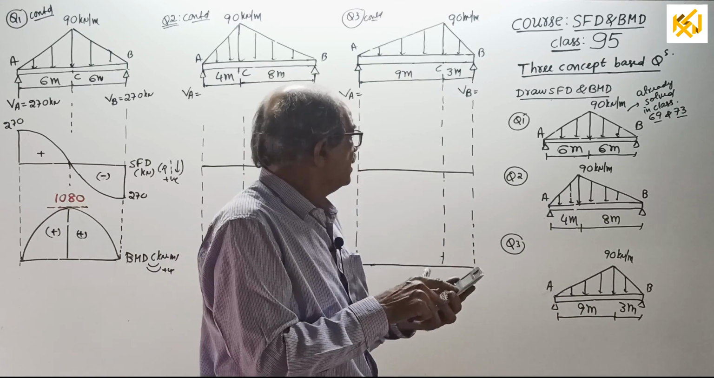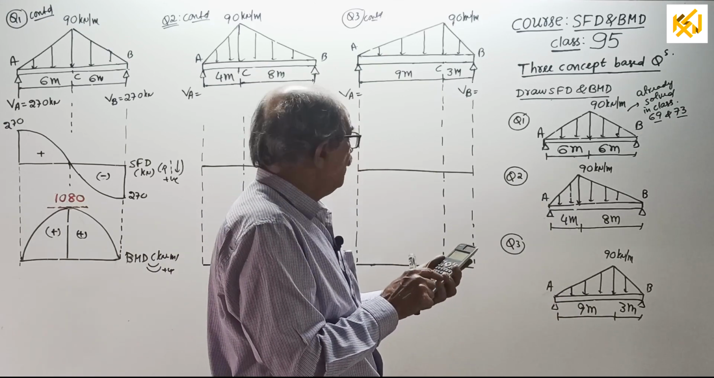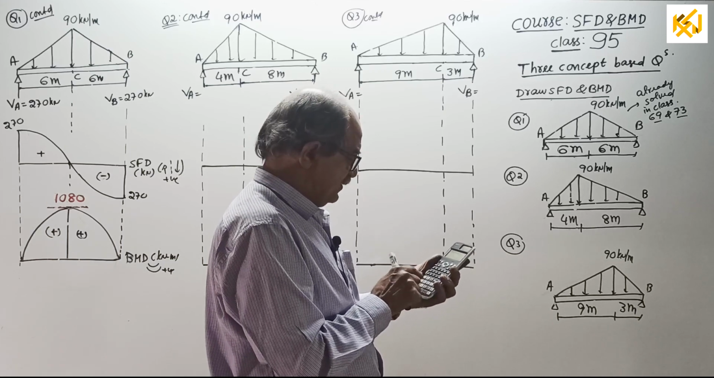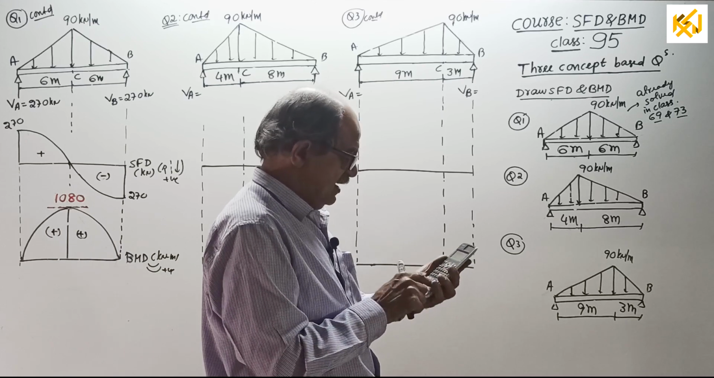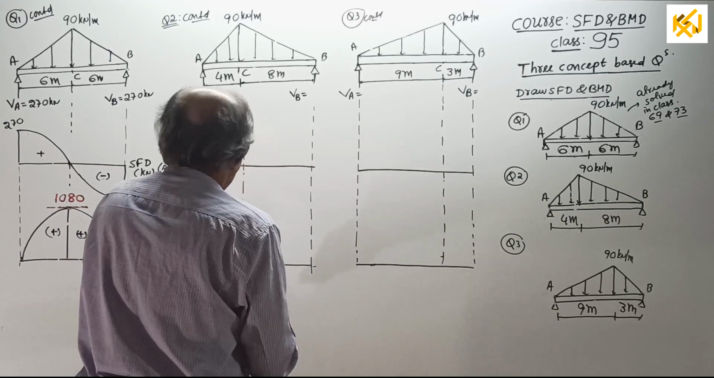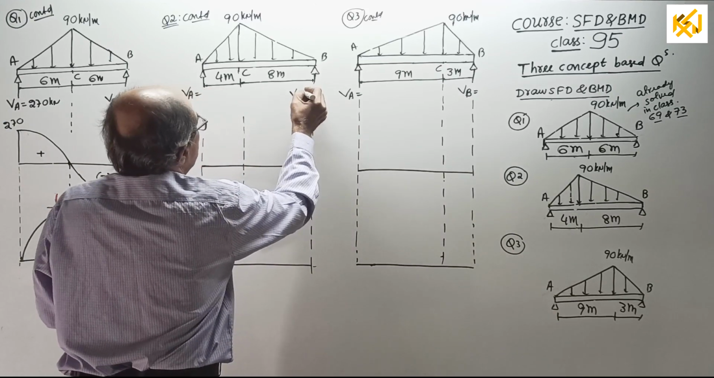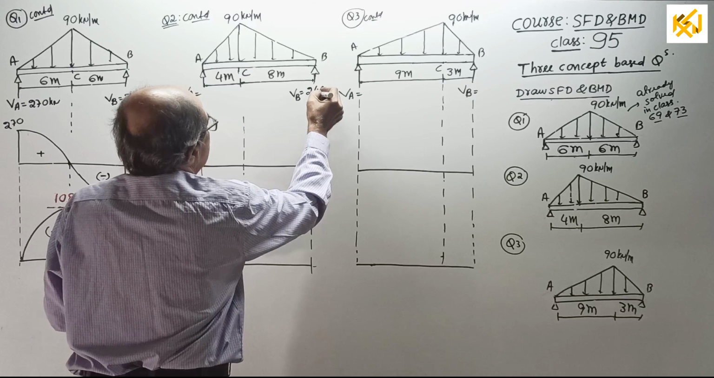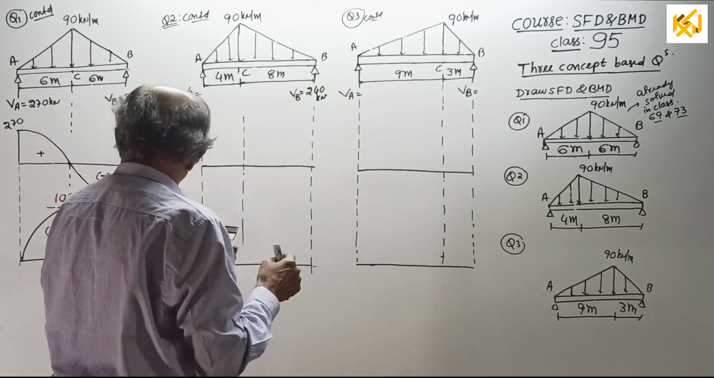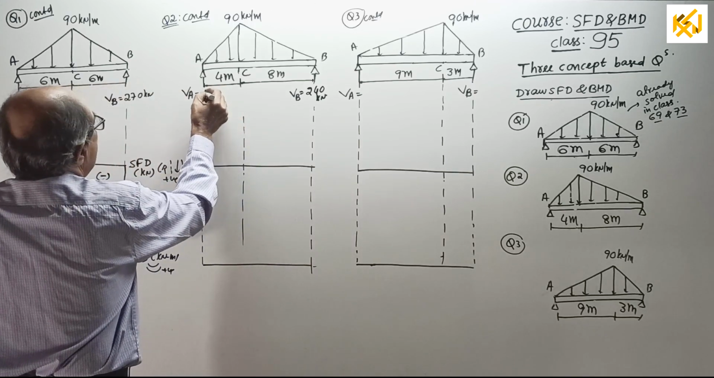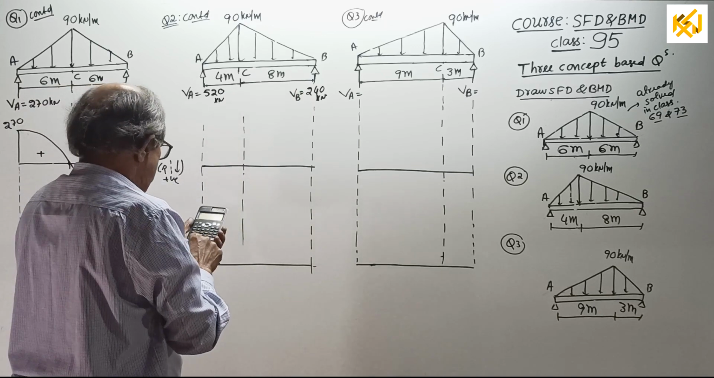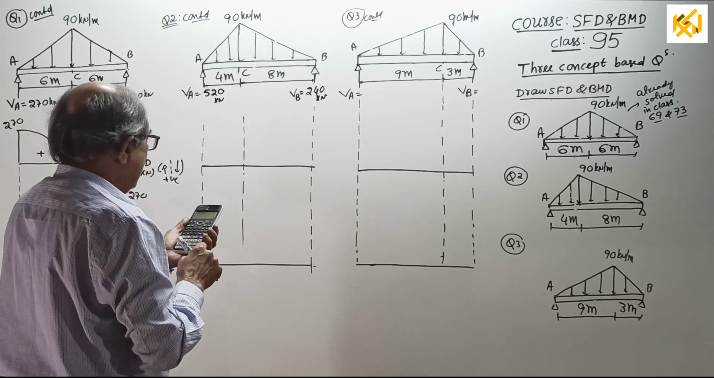I can do it directly. So this will be equal to half into 12 into 90 into 12 plus 4 divided by 3, all divided by 12. I got 240 kilonewton VB. Then minus 540 will come 520 kilonewton VA. If you add these two, 520 plus 240 will be 760.